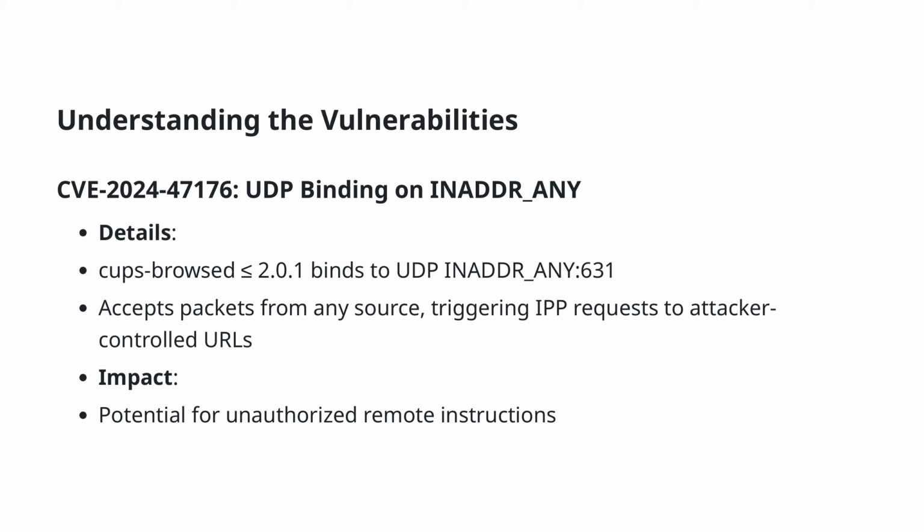Understanding the vulnerabilities in CUPS, particularly CVE-2024-47176, is essential for maintaining secure systems. This specific vulnerability arises when cups-browsed versions up to 2.0.1 bind to UDP on IANA port 631. What makes this issue significant is that it allows the service to accept packets from any source, which can result in unwanted IPP requests being directed to attacker-controlled URLs. The impact of this vulnerability is the potential for unauthorized remote instructions, which could severely compromise the security of your system. Our goal is to recognize and mitigate these risks to keep our printing services secure from exploitation.